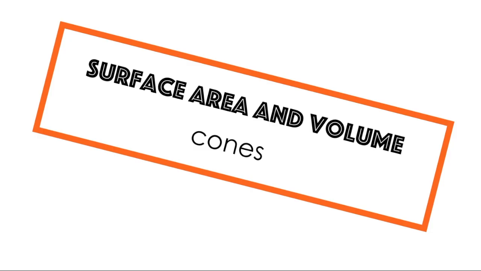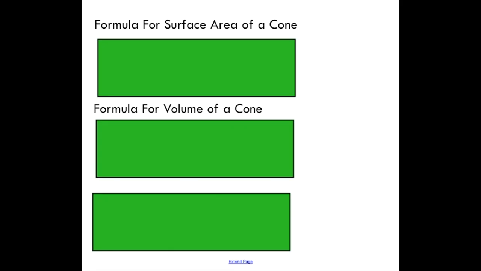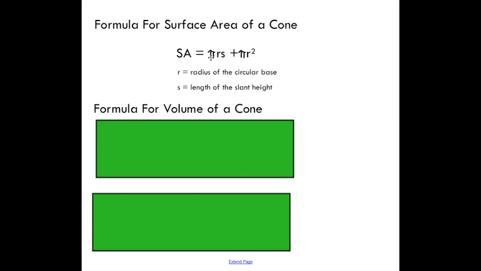In this video, I'm going to show you how to calculate the surface area and volume of a cone. Alright, so I'm going to give you two formulas here. The surface area for a cone is pi times the radius of the circular base times the slant height, and then we add pi r squared.